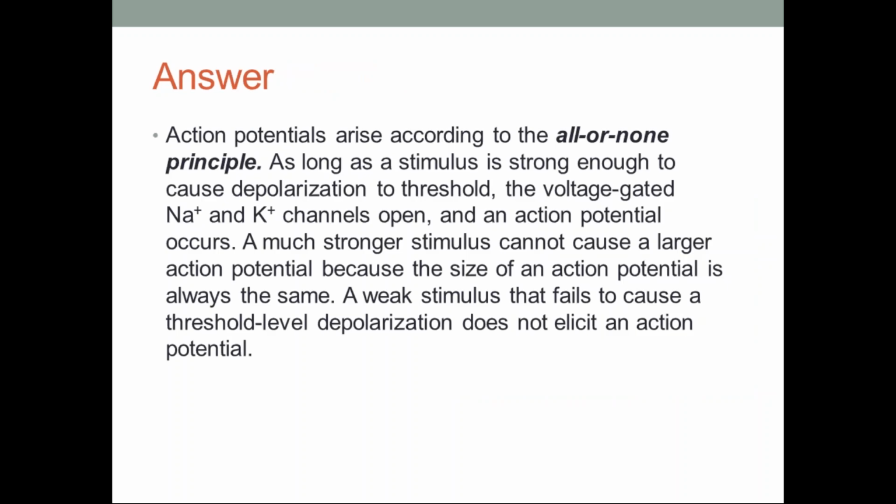So action potentials arise according to the all or none principle. As long as a stimulus is strong enough to cause depolarization to threshold, so -55, the voltage-gated sodium and potassium channels open in sequence and an action potential occurs. A much stronger stimulus cannot cause a larger action potential because the size of an action potential is always the same. A weak stimulus that fails to cause a threshold level depolarization does not elicit an action potential. So, you know, your different stimuli, your graded potentials will be different, right? But once the action potential begins, it is.